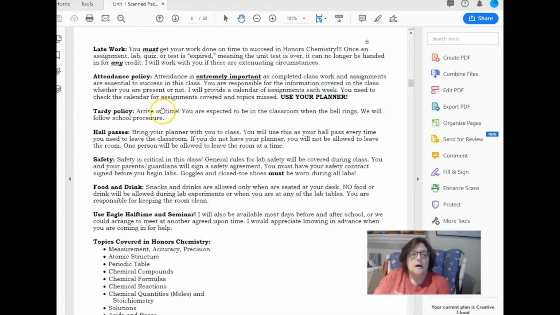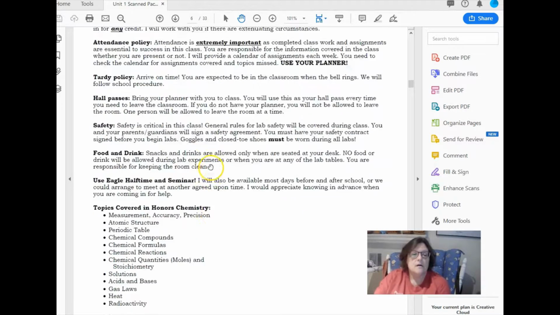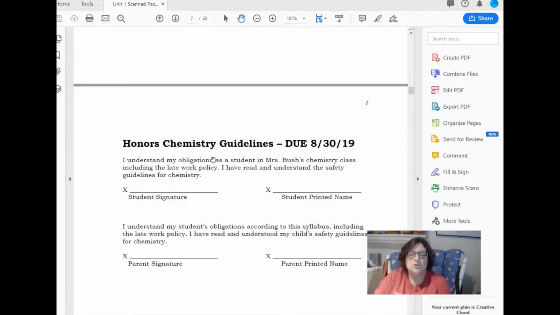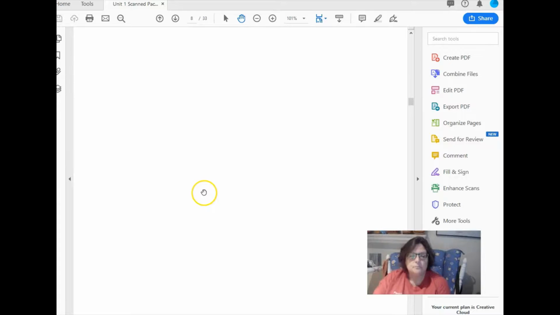You can read through the rest of this. Tardy policy, hall passes, attendance policy. You're going to take this next page home, have it signed. You're going to print your name so that I know who it is, because I can't read most of your signatures, because you all have your autograph style already done for when you're famous. And then bring that back by Friday.